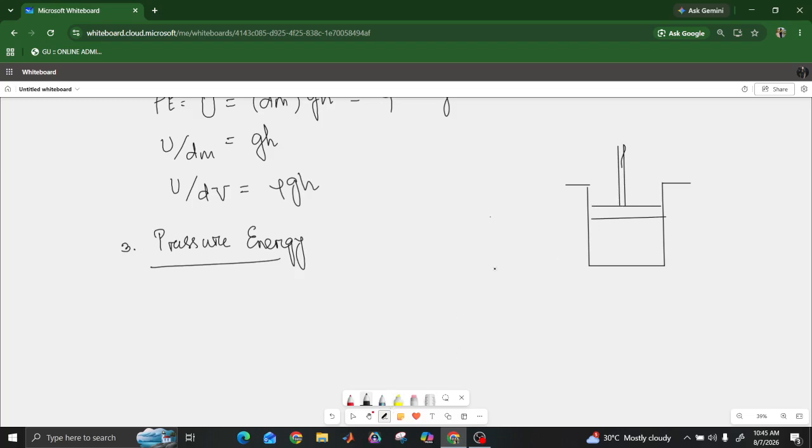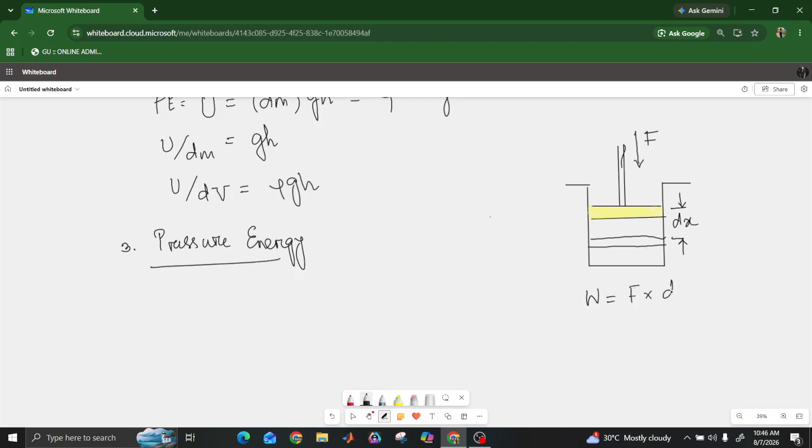So suppose this is a piston, and I apply force here. Okay, this is the force, so it moves till here. The piston moves by a small distance, suppose dx. So what will be the work done?